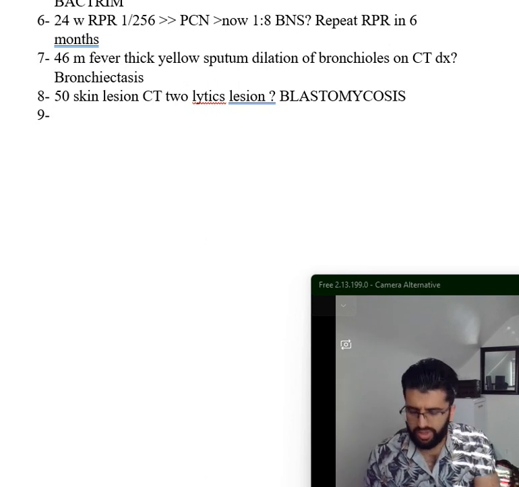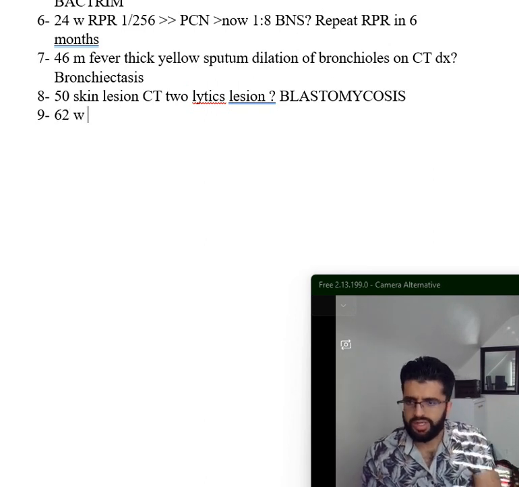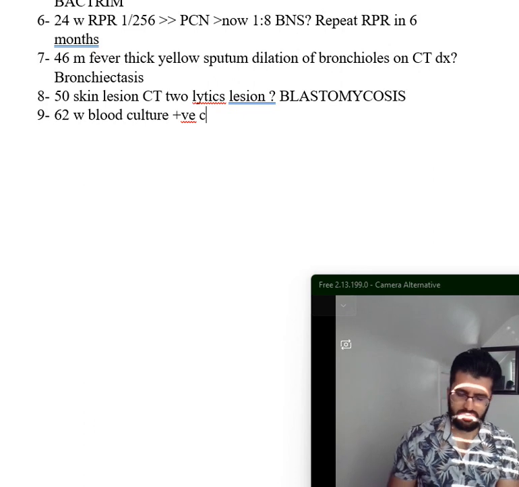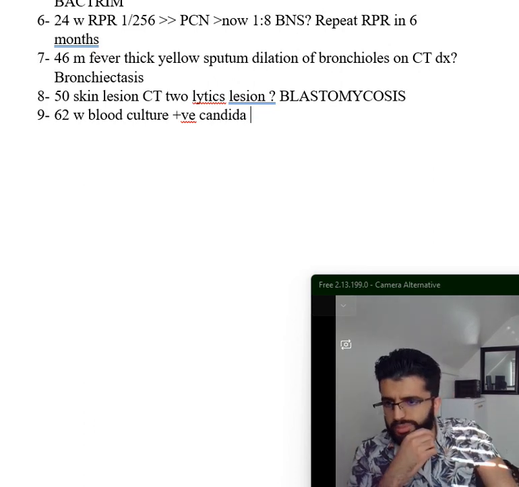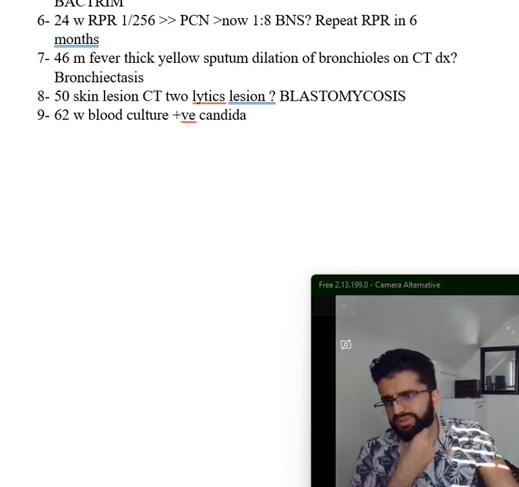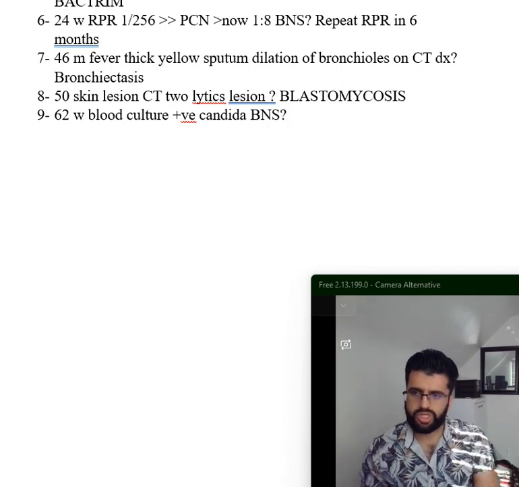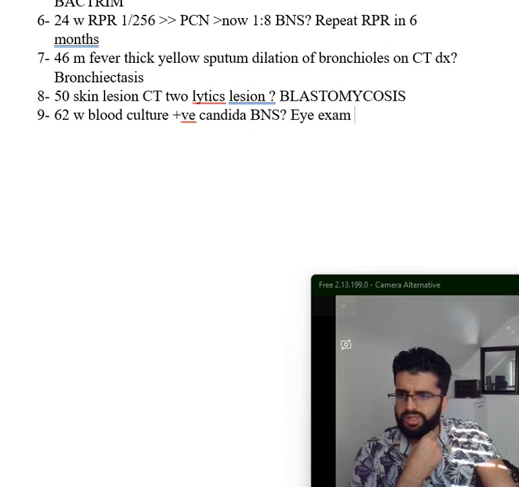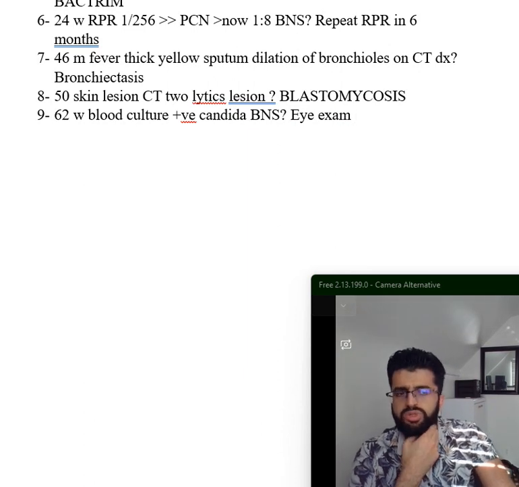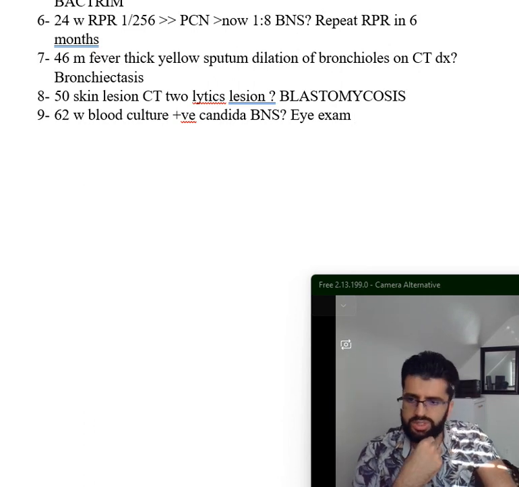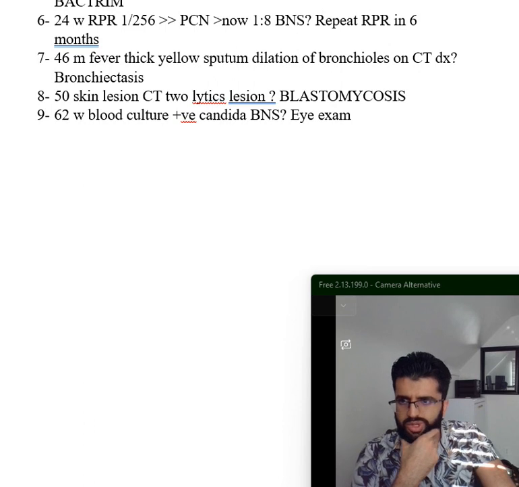Now you have another case. You see a 62-year-old woman who came in with a blood culture positive for candida. This is big stuff, right? A blood culture positive for candida is a risky situation. So the best next step is to do an eye exam, an ophthalmologic exam, because all these patients need it. There could be endogenous endophthalmitis, so you want to rule that out. This is pretty risky and could cause blindness.